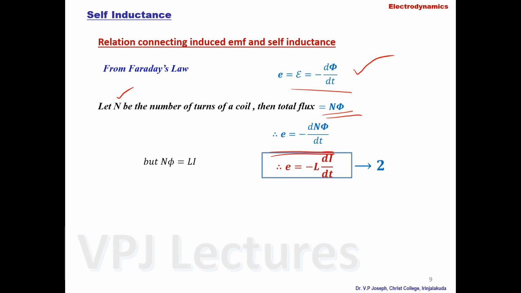Now we know that N phi is equal to L I, as in our earlier expression. When putting that value here, we get the expression for E as E is equal to minus L di by dt. So we get N phi by I as one equation, and the other one, the induced EMF E, is given by minus L di by dt. From this relation also we are able to find the self-inductance of the coil.